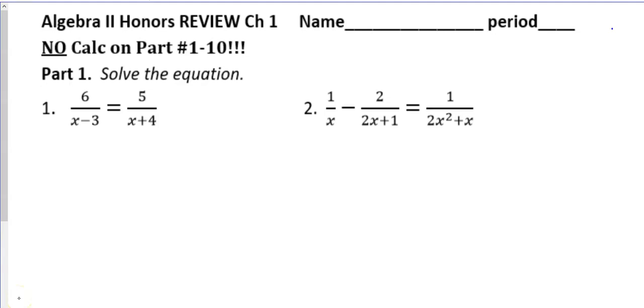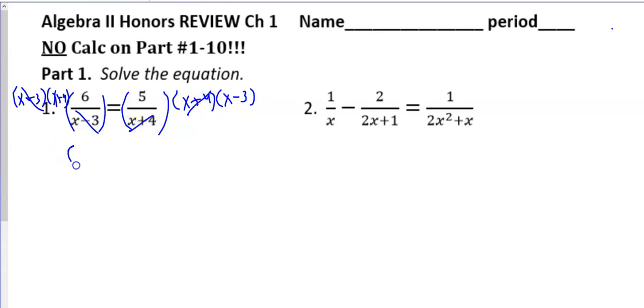So in this first problem, you could cross multiply, but let's just stay with the theme that we've been doing, which is to multiply by the LCD, which in this case would be x plus 4 times x minus 3 in either order. And we're going to do that on both sides. So x minus 3 times x plus 4. And of course, on this side, the x minus 3 cancels. On this side, the x plus 4 cancels. And so it works the same as cross multiplying.